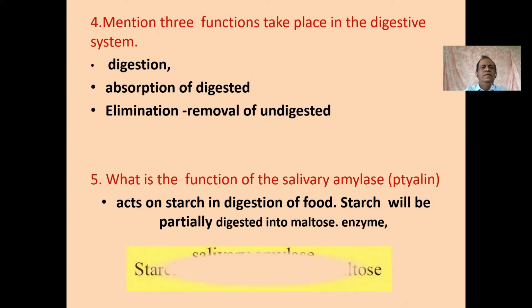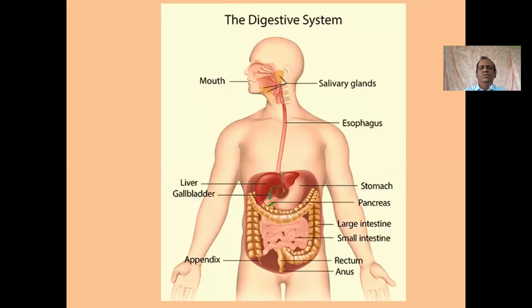Next, we will see the equation for this. The equation is: starch, the food, with salivary amylase as the enzyme biocatalyst, is converted into maltose. So you know maltose has a little bit of a sweet taste.